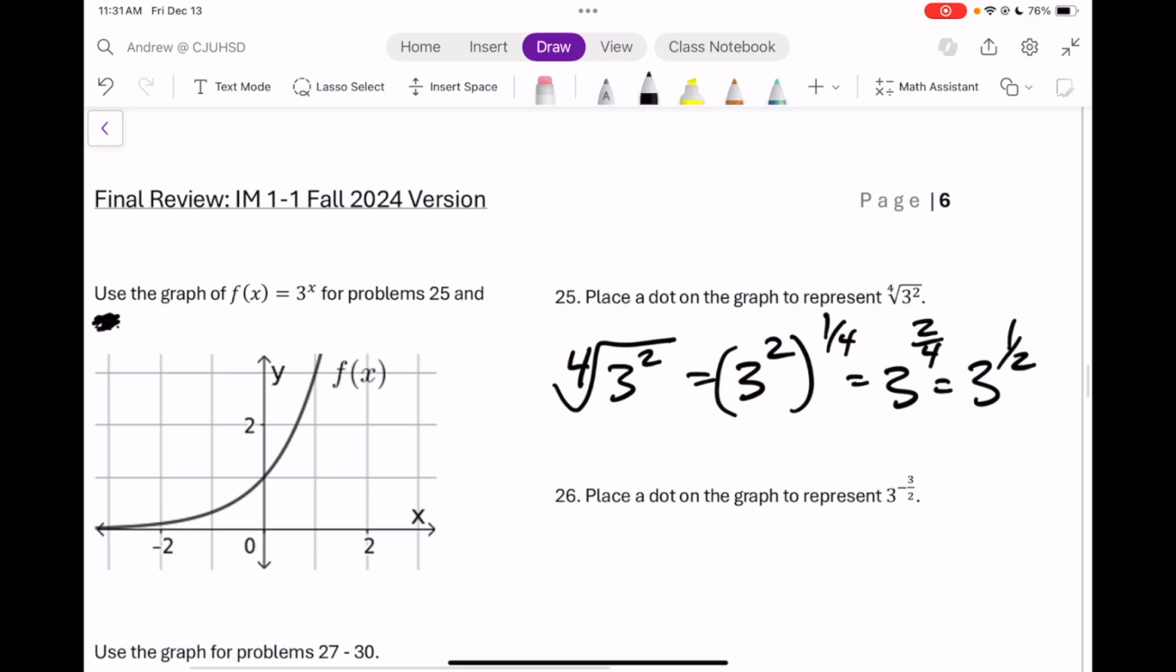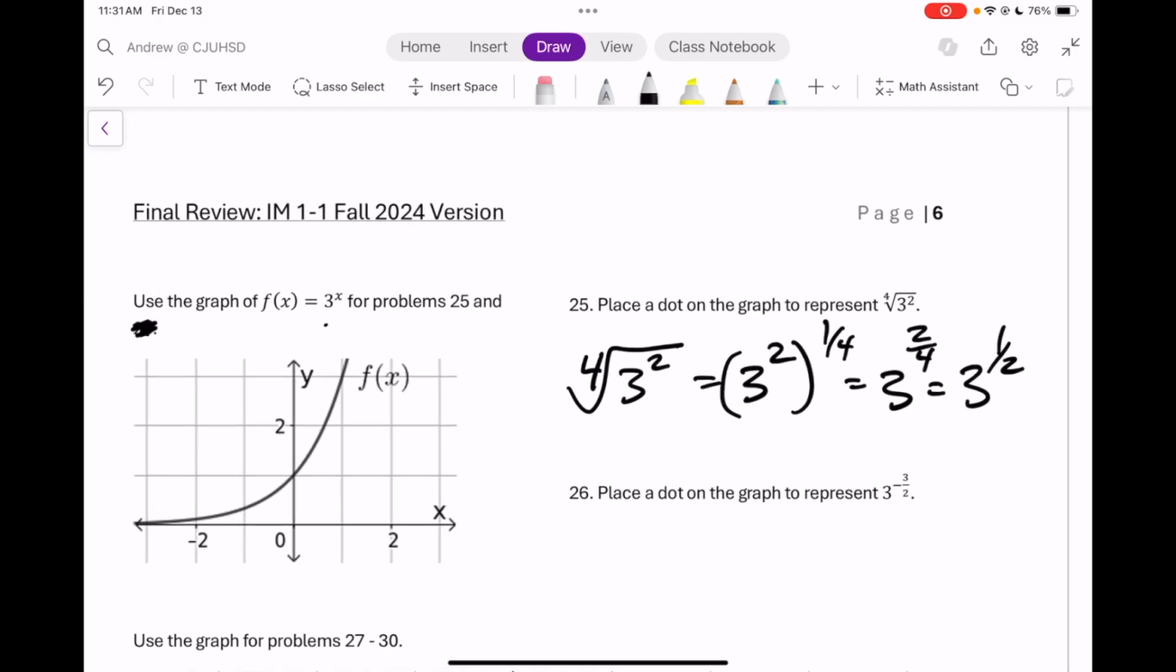Well, this is the function of 3 to the x. So the x is 1/2. So if you go to the x of 1/2 and go straight up, right here is the point we're talking about. So it's 1/2 here on the bottom. And by being on the graph, it's the power of 3.